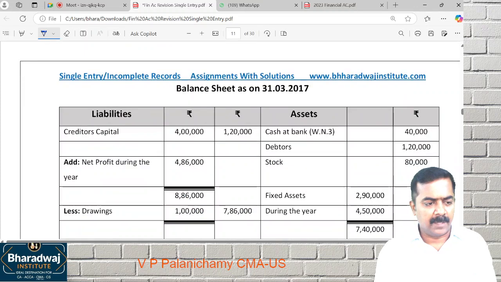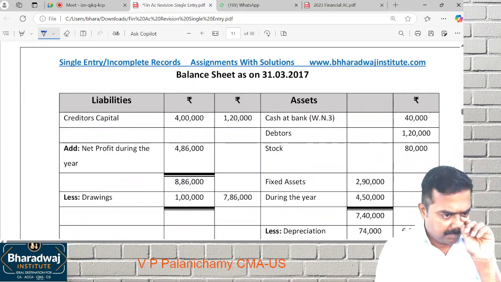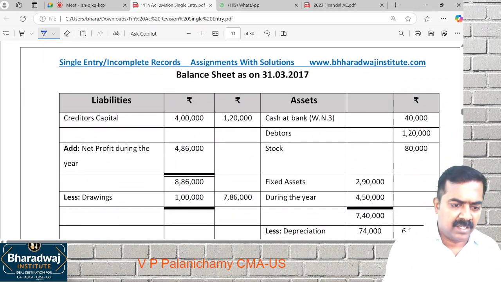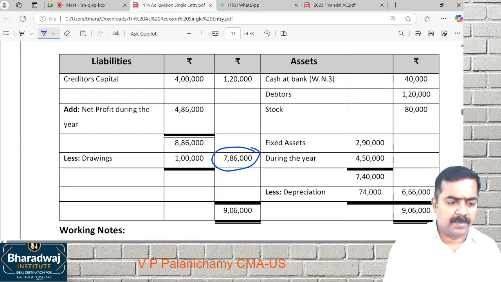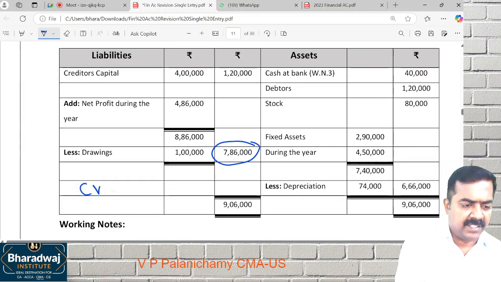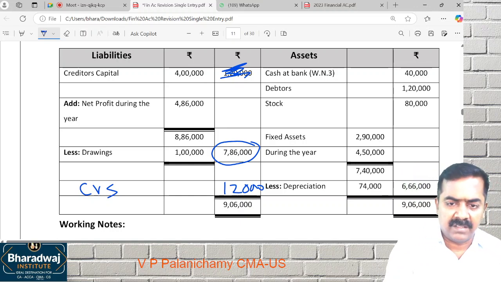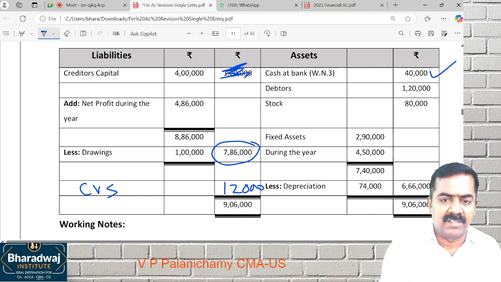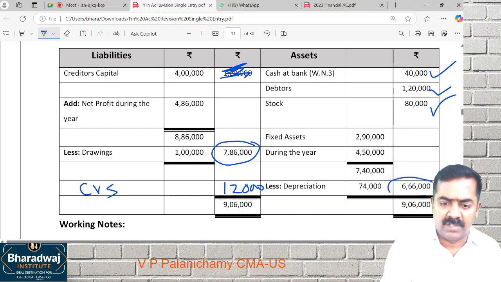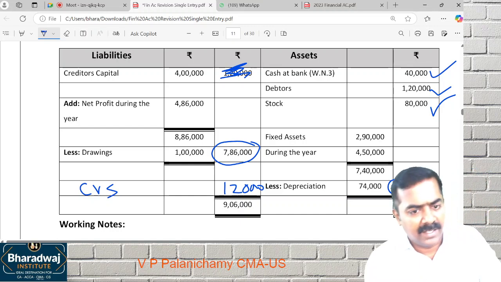Then capital, opening balance plus net profit minus drawings will give us what? Closing capital. Then closing balance of creditors. Closing balance of creditors எவ்வளோ? 1,20,000. அதான் இங்க தப்பு. Okay, closing balance of creditors how much? 1,20,000. Cash at bank, we did a working note on the current assets, current liability, which debtors opening balance plus 20%, closing stock we know. Fixed asset total minus depreciation will be what? 6,66,000. Total of the balance sheet is 9,06,000.